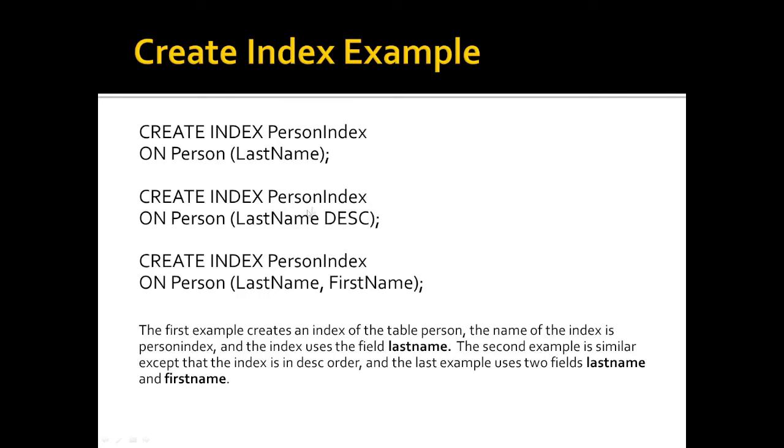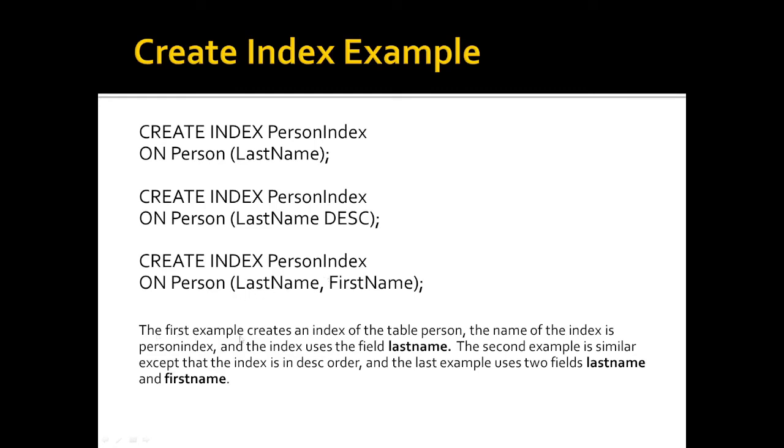Here, create index person index on person last name descending. Usually we can also place descending, and this is an option especially for, let's say, dates. Let's say we want the latest to be first on the list, so we can use descending for the dates. Create index person index on person here, so we use the combination of these two for our index. We can combine fields for our index.